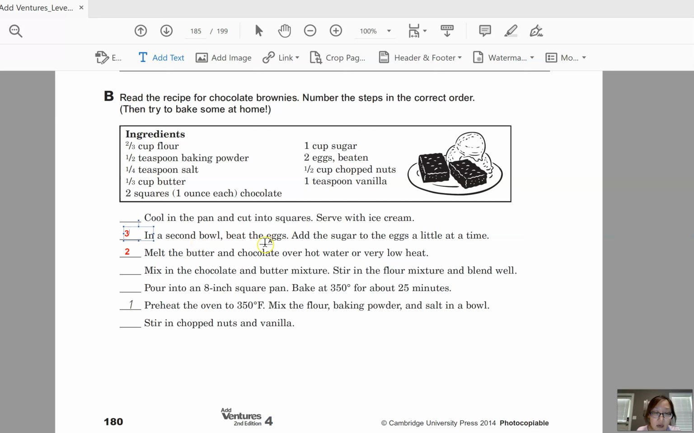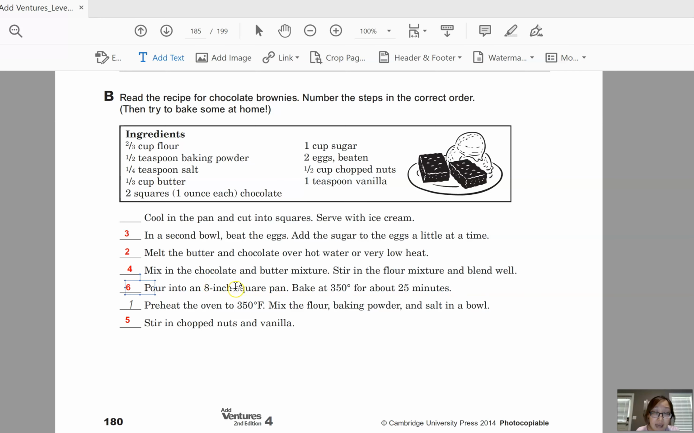Okay, and the fourth step is mix in the chocolate and butter mixture. Like mix it into this bowl with the eggs. And then stir in the flour mixture from step 1 and blend well. Okay, and then stir in chopped nuts and vanilla. Okay, and then now everything's mixed. So this is the 6th step, which is to pour into an 8-inch square pan.